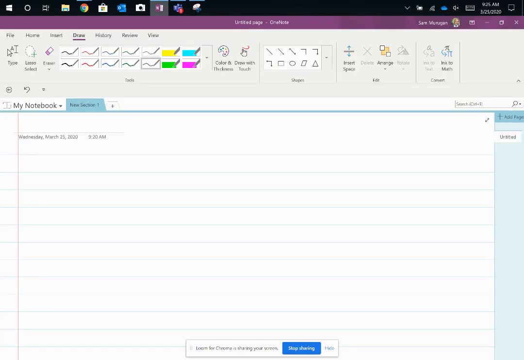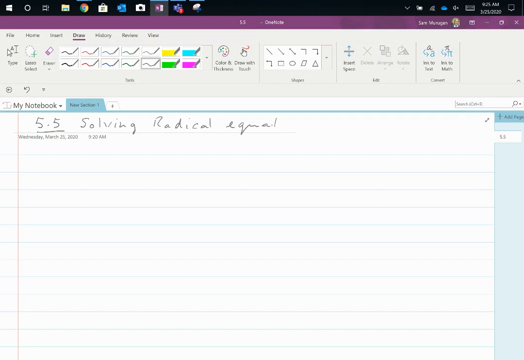So we are starting chapter 5.5, which is solving radical equations. The process: 1. Isolate the radicals.